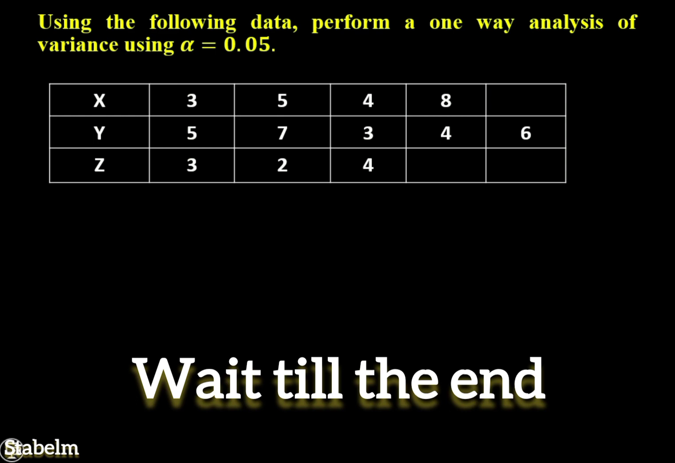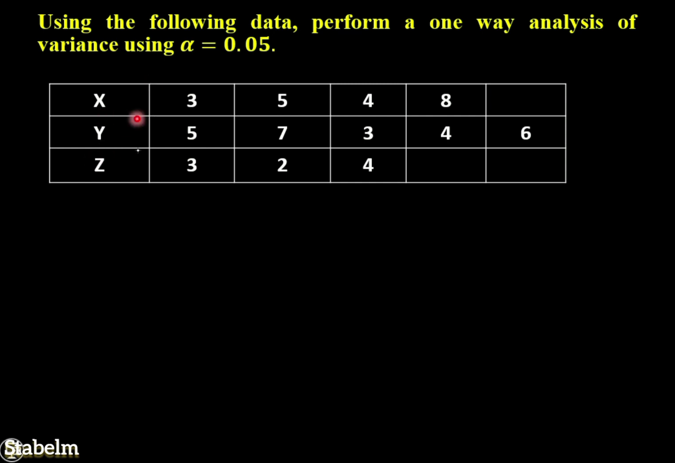From this table we can see that we have 3 groups, which are X, Y, and Z. Under the first group, which is X, we have 1, 2, 3, 4. That is 4 observations. For group 2, we have 1, 2, 3, 4, 5. We have 5 observations. And for the last group, which is Z, we have just 3 observations. And this is why we call it unequal number of observations.